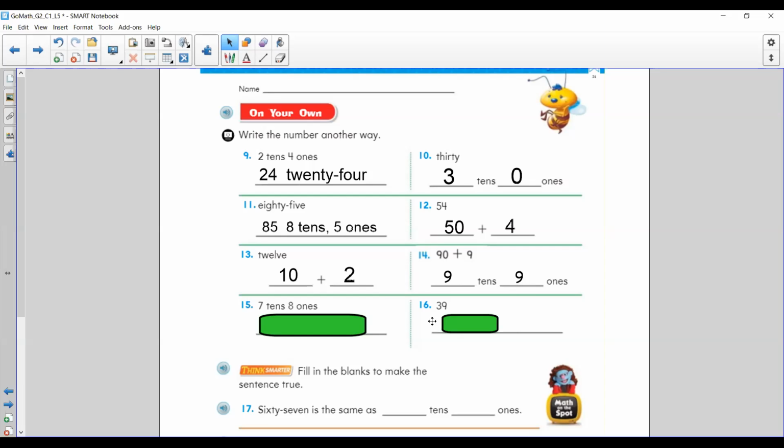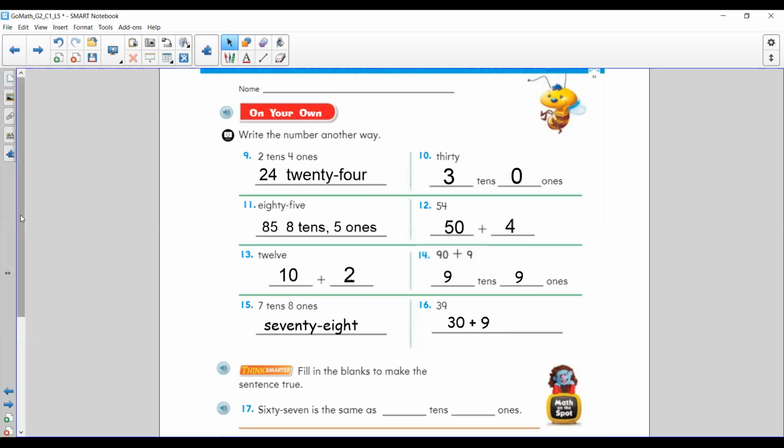7 tens and 8 ones. I wonder what number that is. Okay. 78 and 39. You can write tens and ones, or you could write the whole number out. Let's see what we have. 30 plus 9 also equals 39.